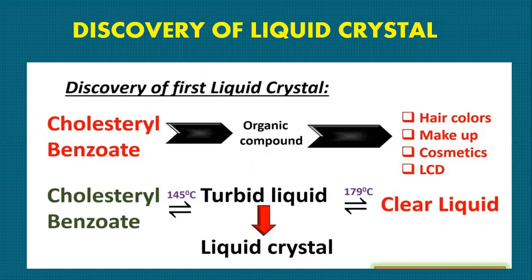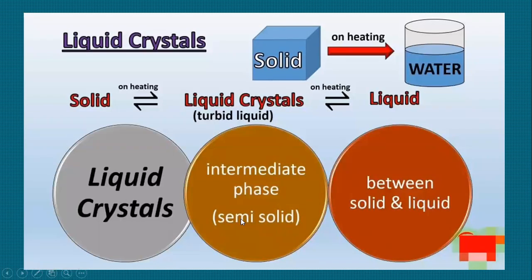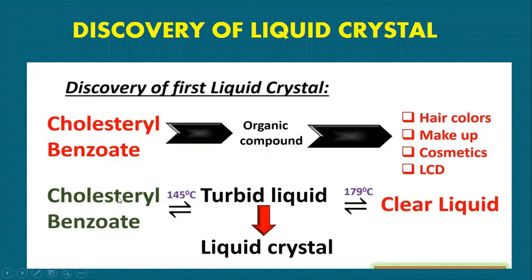He discovered that when crystals of polystyryl benzoate were heated at about 145 degrees centigrade, a cloudy solution appears, a turbid liquid. On further heating, at nearly 179 degrees centigrade, the cloudy solution becomes a clear liquid. This intermediate phase between crystalline solid and clear liquid is known as liquid crystal.